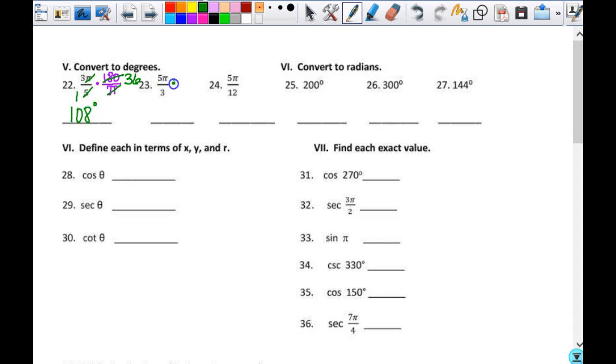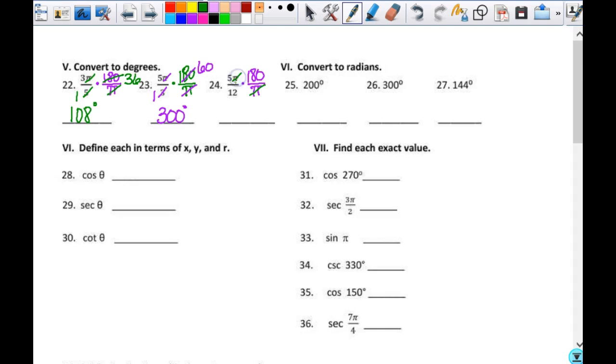This one I'm going to multiply by 180 over pi again. So my pi's cancel out. Can't reduce that anymore, but I can reduce this way. 3 goes into 3 once, goes into 180 60 times. Denominator's 1. 5 times 60 is 300. Then multiply this by 180 over pi.